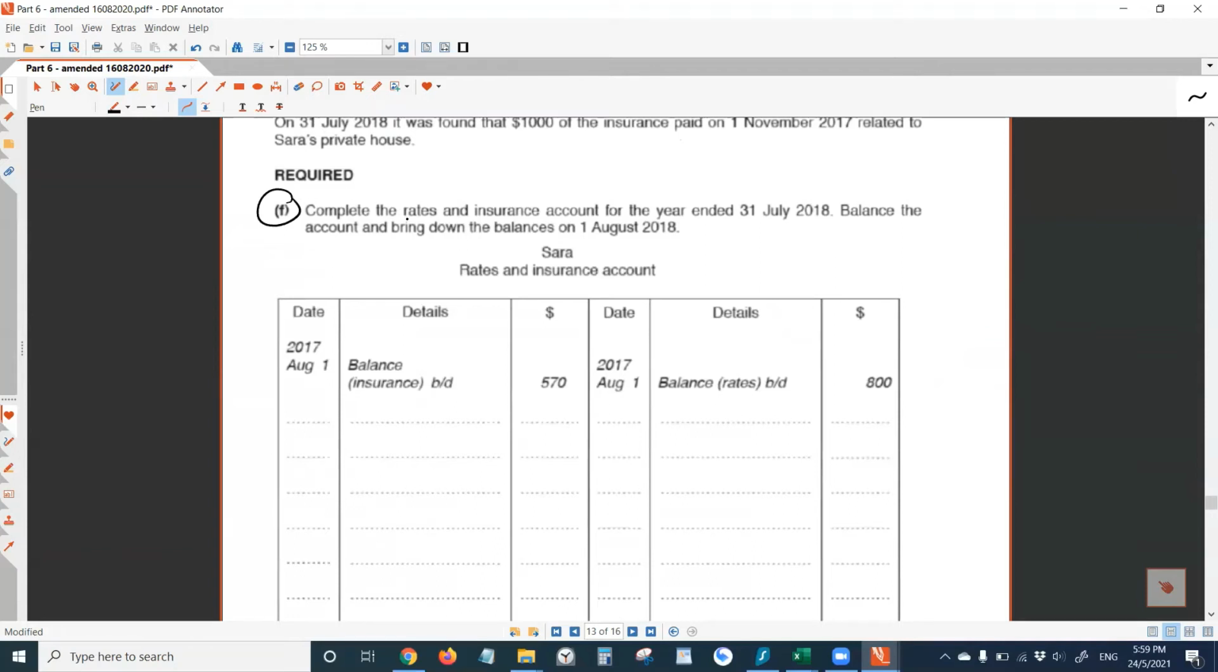It says, complete the rates and insurance account for the year ended 31st July 2018. You see, they have combined two expenses into one single account. So both of these are expenses. What does "rates" mean? Rates in Malay means this. If you want to know more about rates, you can search it online. But knowing that it's an expense is good enough for now. Insurance is also an expense. So they have combined two expenses into one single account.